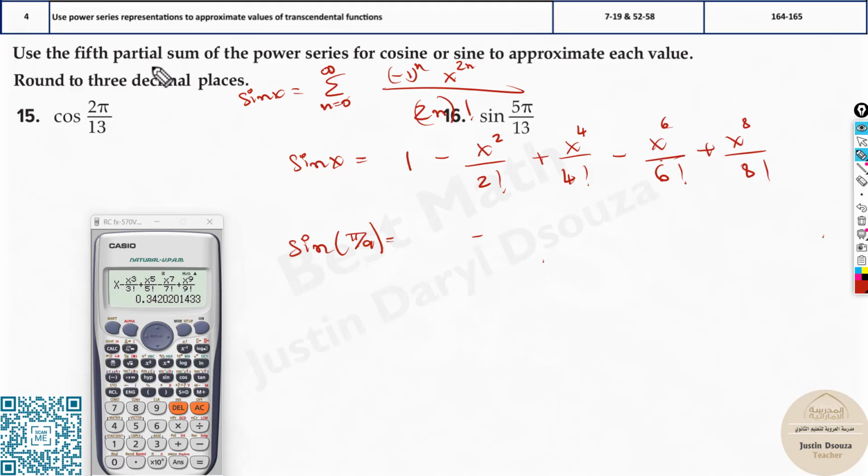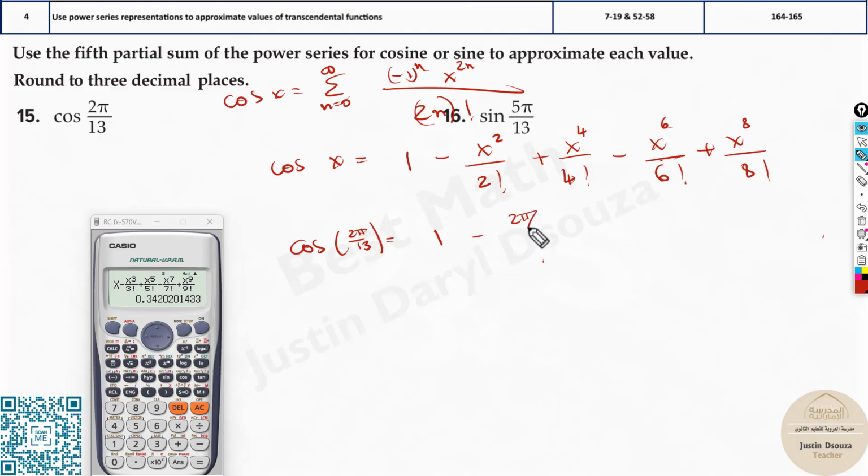But we have just been told the fifth partial sum, so I've written only 5 terms. Now, okay, this is not sine, it is cosine. So I've just erased and written it over there in the previous formula itself. This is all cosine. Now, what is the given question? It's 2 pi by 13. It doesn't matter what the x value is. You just have to do the substitution.